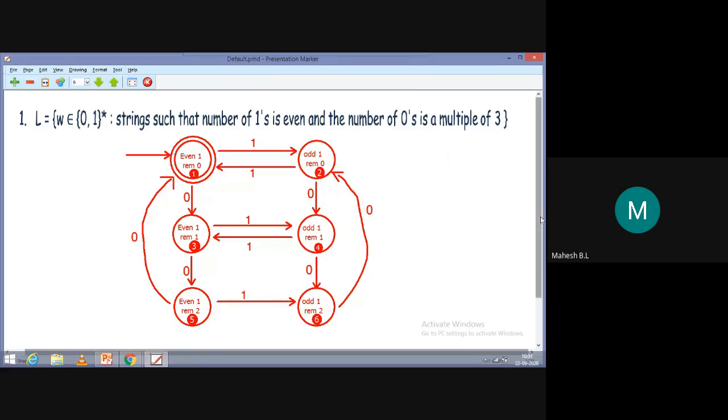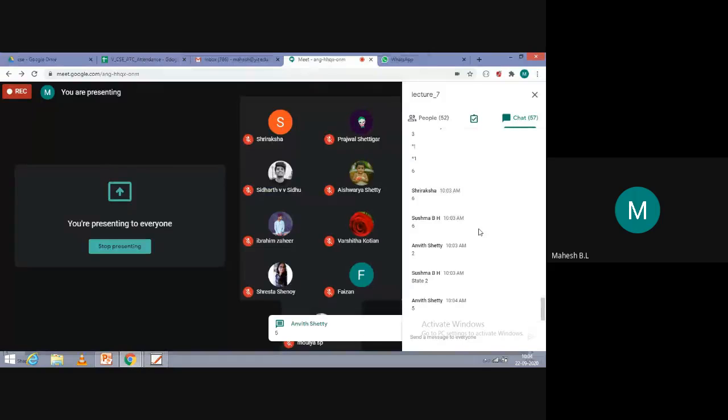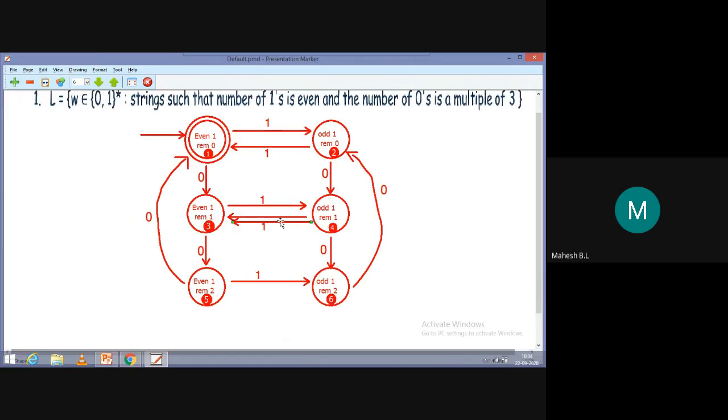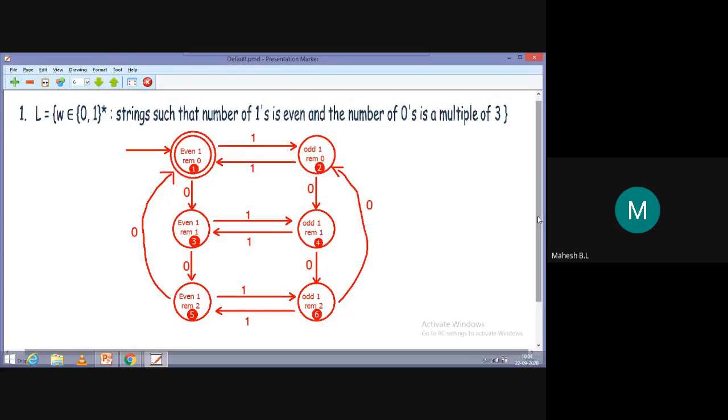Now in state 6, if the input symbol is 1, what transition are you going to make? You are going to make a transition to state 5. Yes. Okay. So this completes the DFSM for the language where you have an even number of ones and the number of zeros is a multiple of 3. So this is the DFSM.